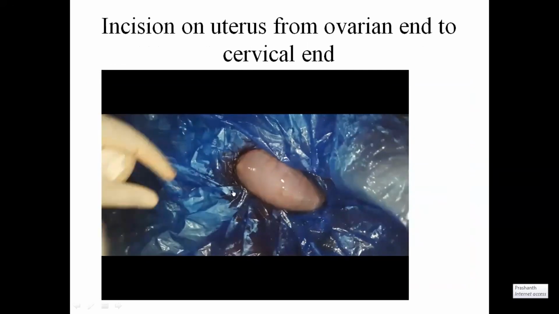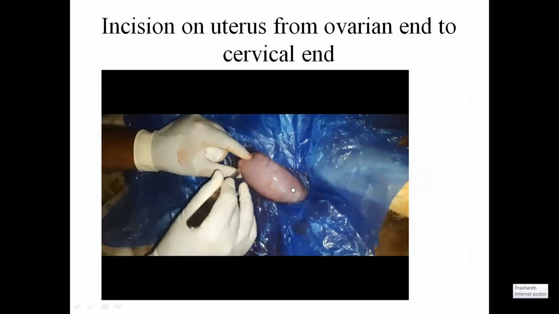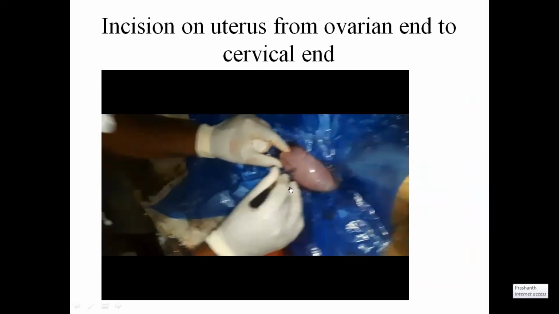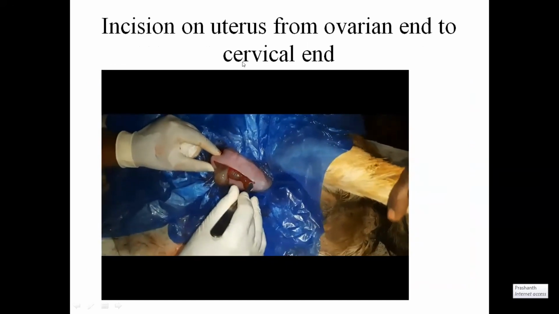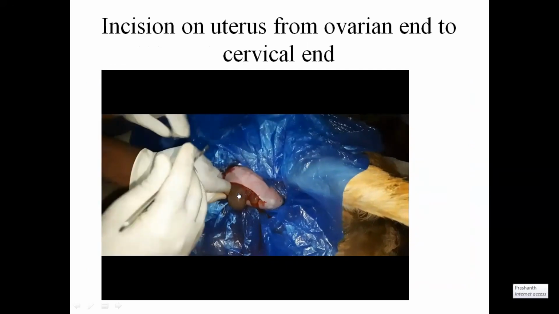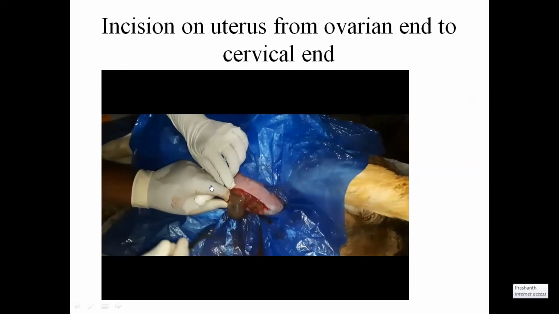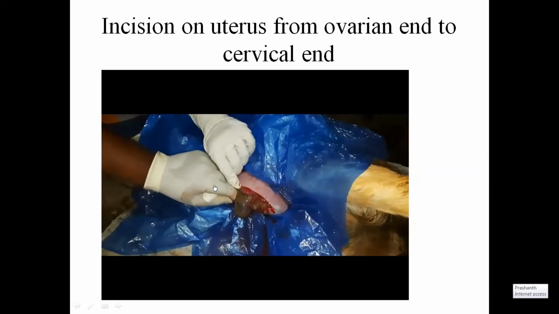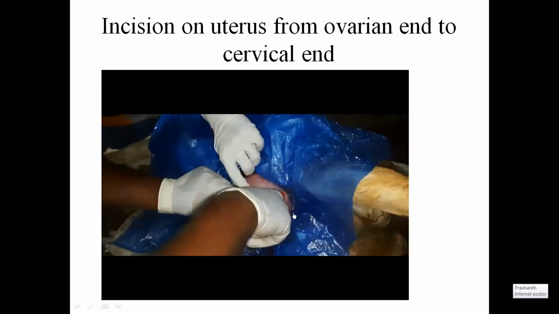The incision should always be given from the ovarian end to the cervical end, and we should avoid cartilagens coming on the way. We should palpate it and decide where to go for the incision, from the ovarian end to the cervical end. This will prevent accidental damage to the ovary, so further conception will not be hampered. So we should palpate it, avoid the cartilagens and just give the incision.